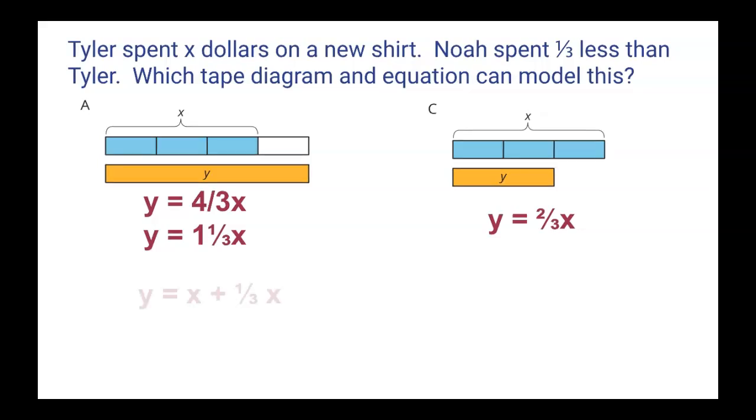Notice the first one is the same as saying x plus 1/3 x. And the second one is the same as saying x minus 1/3 x. And if Noah spent 1/3 less, he's spending 2/3 of the amount.